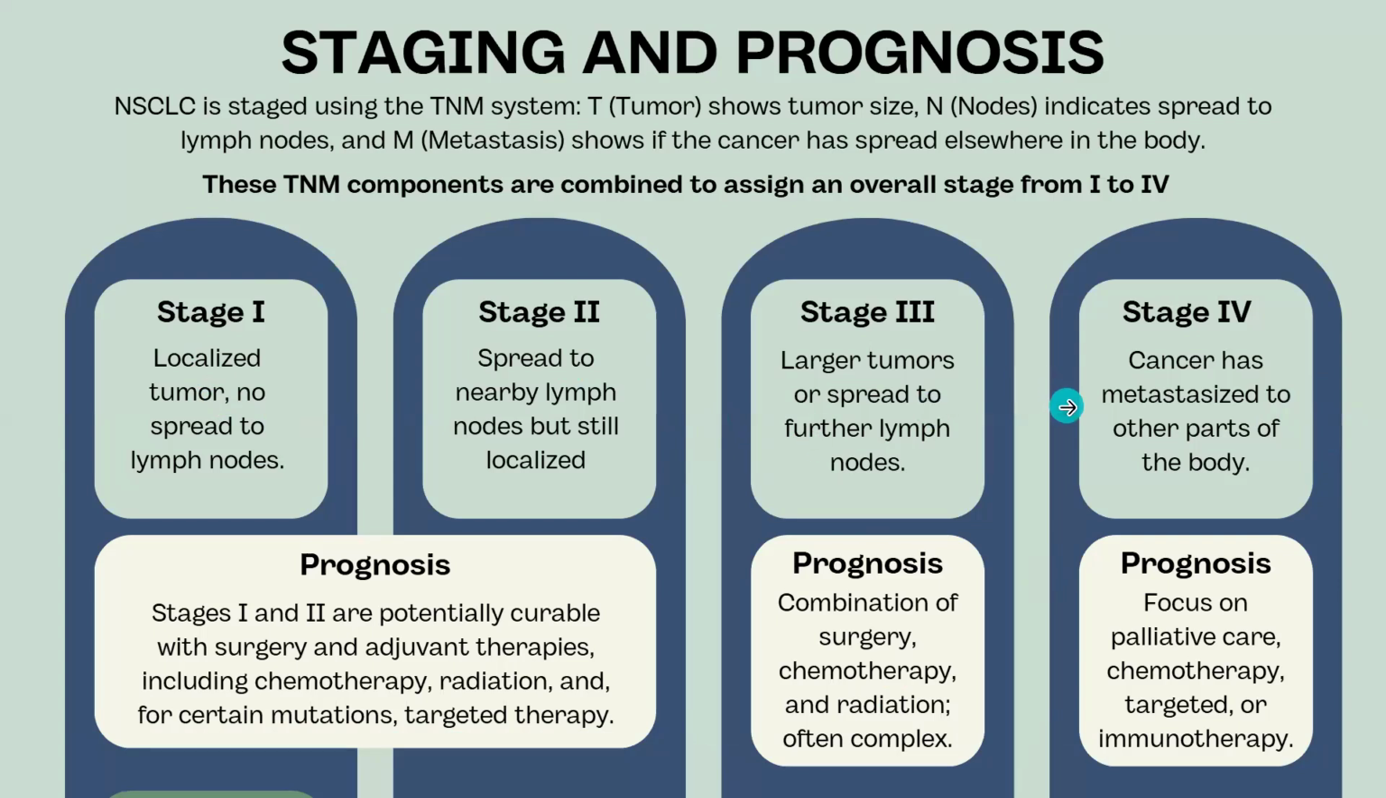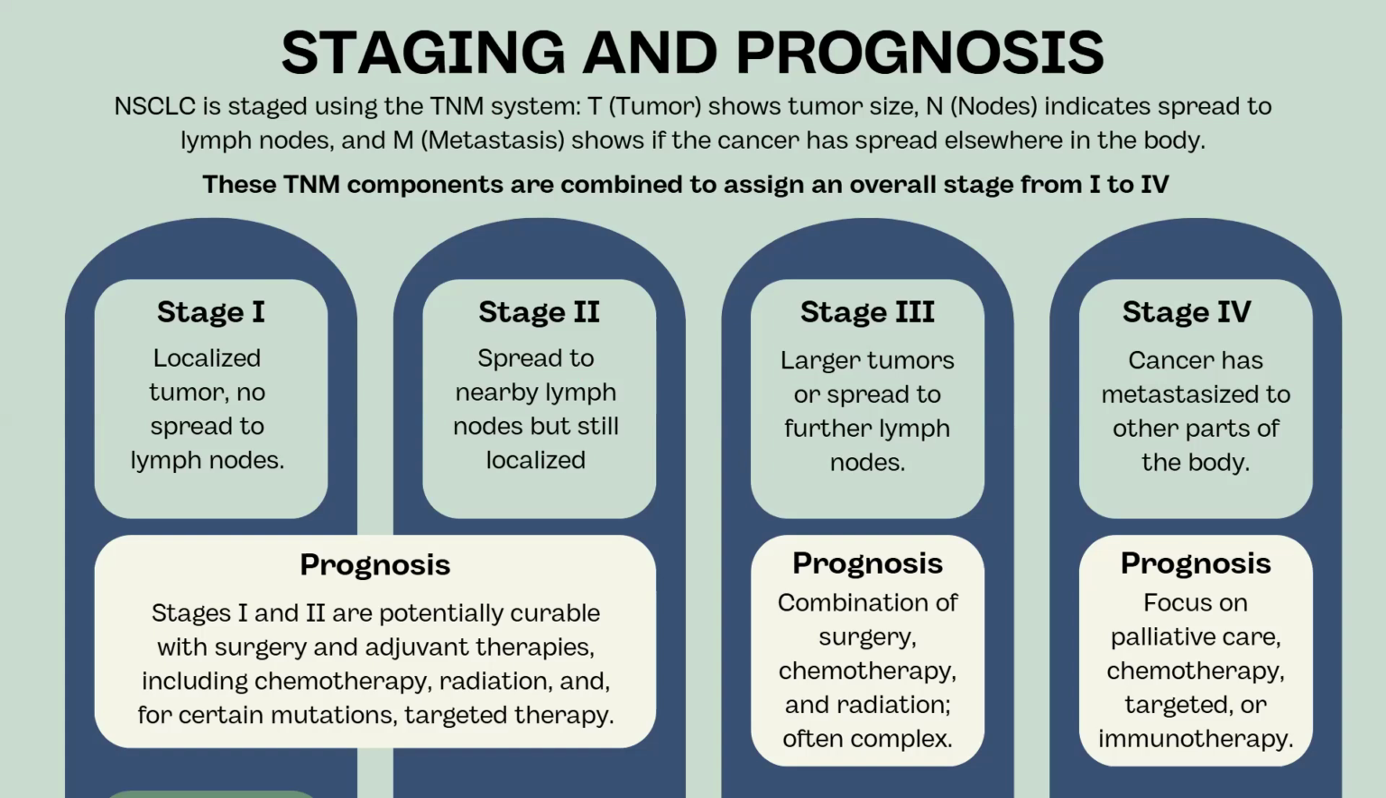Stage 3, larger tumors, further lymph node spread. It requires a bit more of an aggressive approach with chemotherapy, radiation, and sometimes surgery, depending on the tumor's spread. And by stage 4, unfortunately, the focus usually shifts to palliative care. And instead of with treatment intent, chemotherapy, targeted therapy, and immunotherapy are now used to control symptoms and improve quality of life. So that kind of echoes another theme from my research while preparing this video.